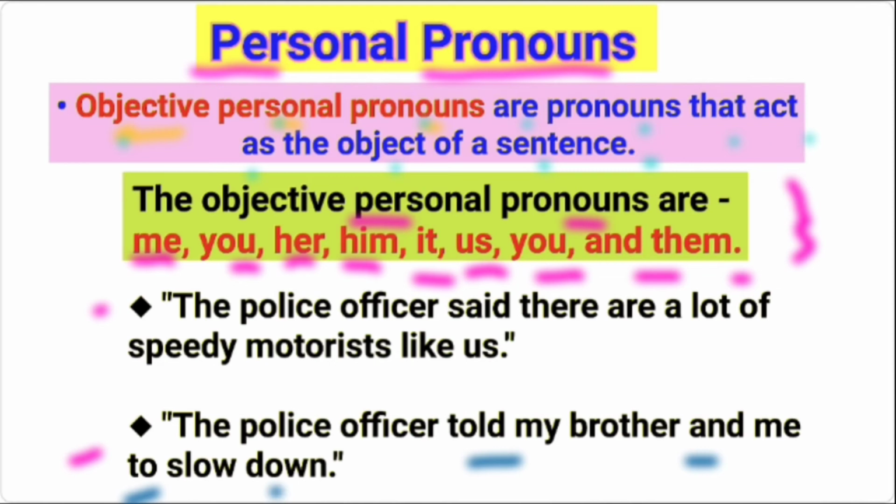So students, please tell me what the objective personal pronouns are here. Please guess. Here, us. In the first sentence, us. Us is an objective personal pronoun. And in the second sentence, me is the objective personal pronoun here.